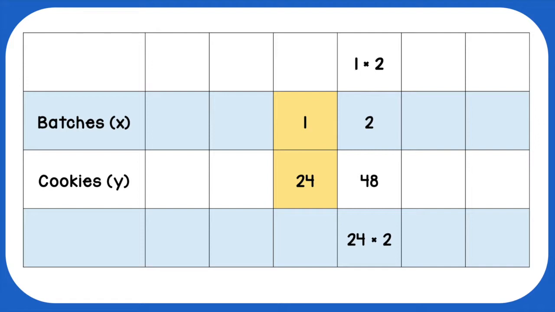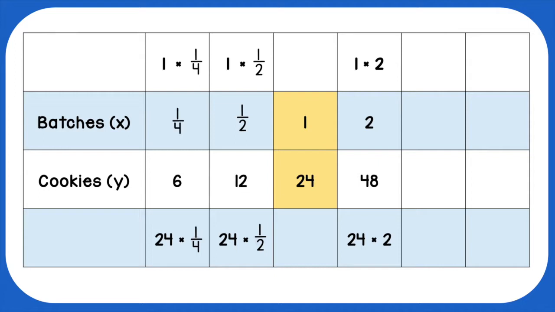Now, what if we cut the number of cookies we make in half? We multiply the number of batches and cookies by 1/2. 1 times 1/2 is 1/2, and 24 times 1/2 is 12. So 1/2 of a batch will make 12 cookies. What if we wanted to see how many cookies we would make if we cut the number of cookies we make into 1/4? We would multiply each of the original numbers by 1/4. 1 times 1/4 is equal to 1/4. 24 times 1/4 is the same thing as dividing 24 by 4, which is equal to 6.